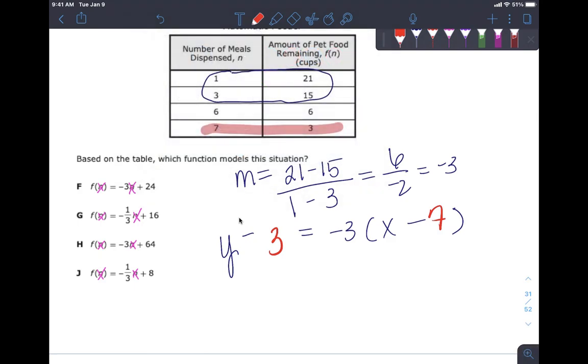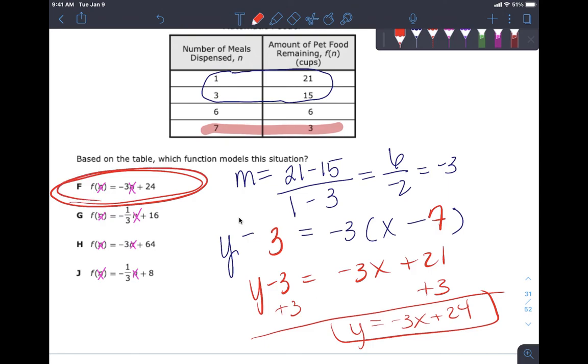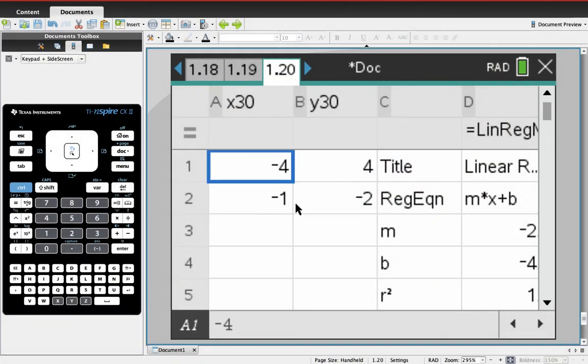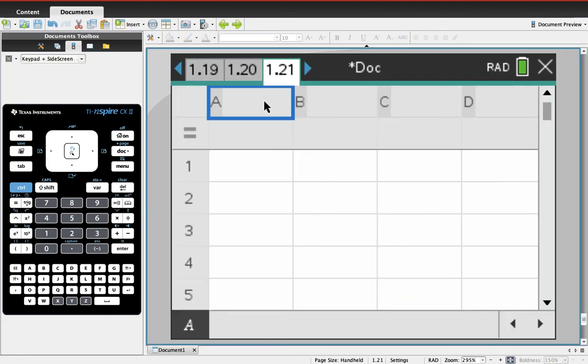So now I'm going to go ahead and start simplifying. And I'll move that 3 over. And I ended up with an equation. And it looks like it matches answer choice F. However, I just want to verify this with my calculator. So let me go ahead and run my linear regression. And again, I could type over these if I wanted to do that. But because I want to keep this organized, I'm not going to do that, okay?